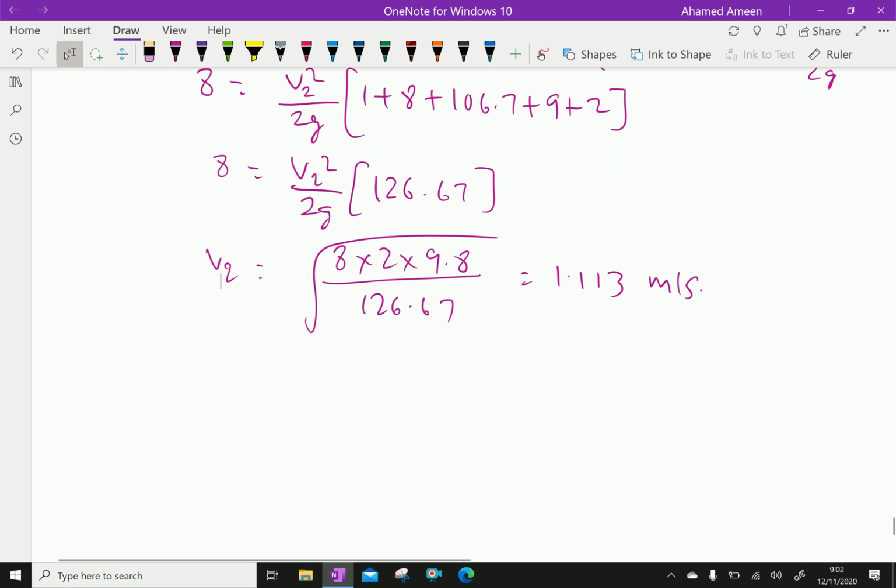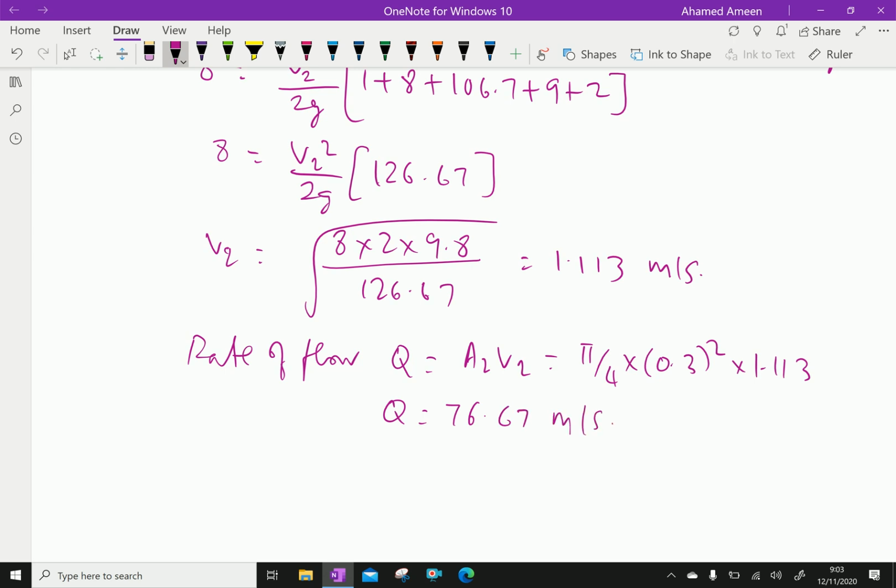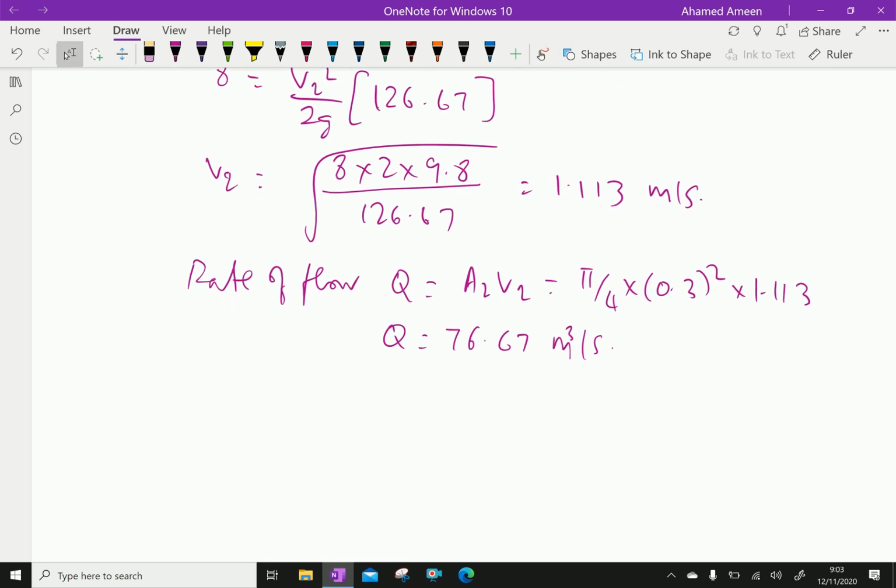The rate of flow Q equal A2 V2, that is pi by 4 D2 squared into velocity 1.113. Therefore Q equal 0.07867 meter cube per second. Therefore discharge Q equal 78.67 liters per second.